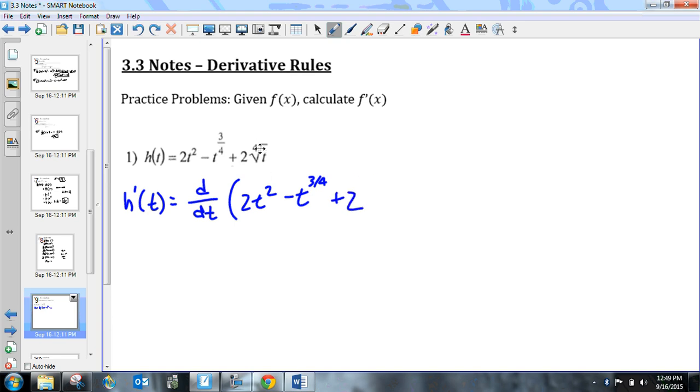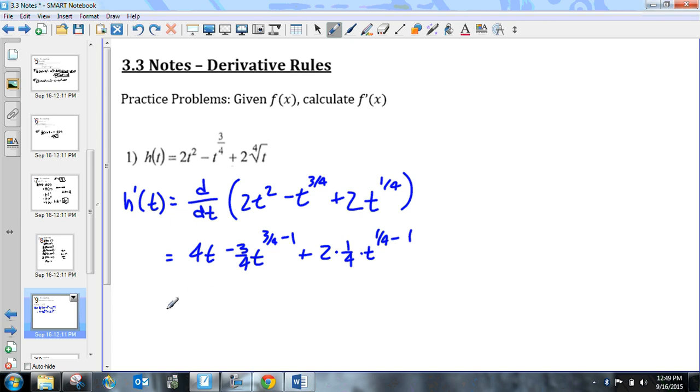And guys, I don't have a rule for the fourth root of t, but I could change that to t to the 1/4 power, okay? So all of these now, I had to rewrite this so that I could take the derivative, all right? So if I take its derivative, I end up getting 4t, okay? I'm going to drop down the negative 3/4 t, and then I get 3/4 minus 1, plus 2 times a fourth times t to the 1/4 minus 1 power.